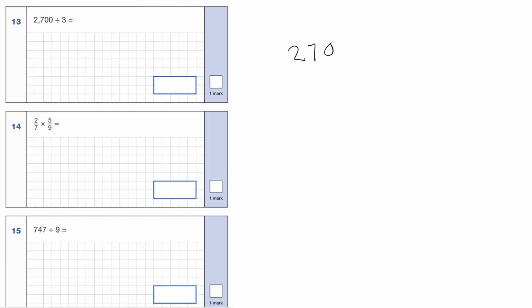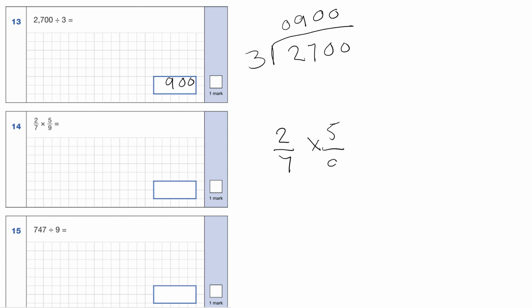Same thing here. This is really easy. These questions are really easy. 3 into 27. 9 times 3 is 27. And then fill in your place value. Just multiply numerator with numerator, denominator with denominator. So it's 1063.